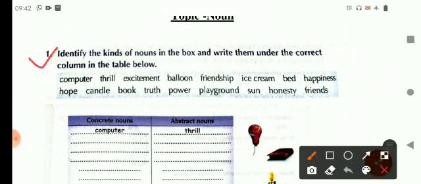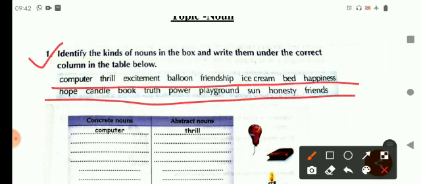Suppose in your concept sheet question number 1 is: identify the kinds of noun in the box, and write them under the correct column in the table given below. You can see the list of nouns is given here, and two columns are given to you. One is for concrete noun and one is for abstract noun. As you all know what is concrete noun and what is abstract noun.